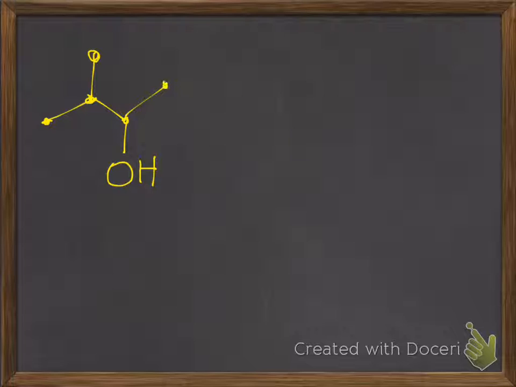So here we go. So this is 2-methyl-3-pentanol. And our goal or challenge is we need to figure out how we can make this from an aldehyde or ketone. So you want to work backwards.